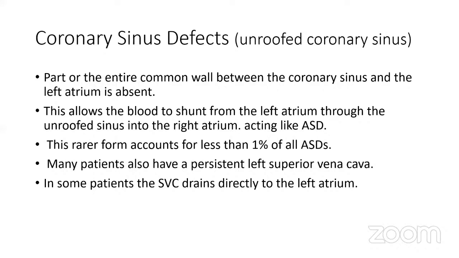This rarer form accounts for less than 1% of all ASDs, and many patients also have a persistent left superior vena cava, which can be used as a clue for this anomaly. In some patients, the SVC drains directly into the left atrium and causes an obligatory right to left shunt and cyanosis.